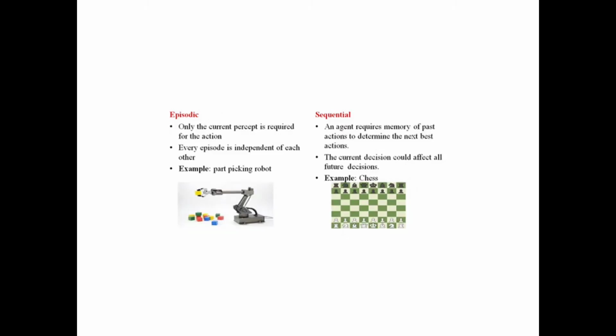Next property is episodic versus sequential. What is the meaning of episode? Suppose we watch serials episode-wise, day by day, only one episode at a time, per day only one episode. So here the episodic agent also works from that point of view. Only the current percept is required for the action.